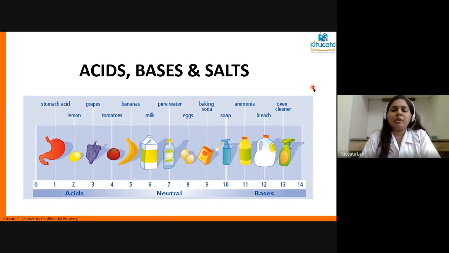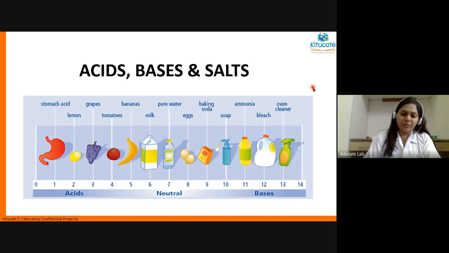So this session is going to be a chemistry session, and we will be learning about different types of chemicals and on what basis they are classified as acids, bases, or salts. We are going to study the properties of acids, bases, and salts, and we are also going to find out what indicators, or what chemicals, are used to identify which chemical is an acid and which is a base.